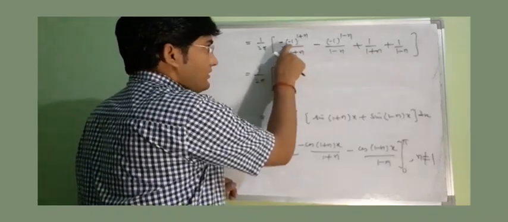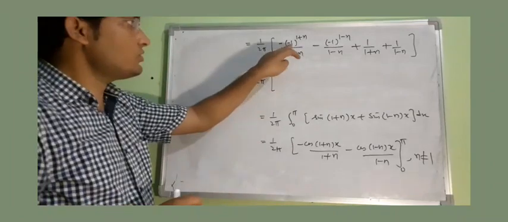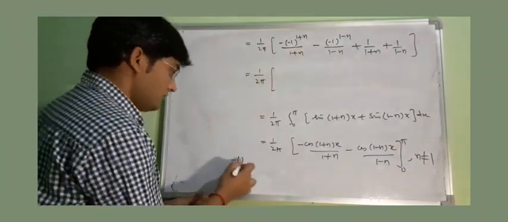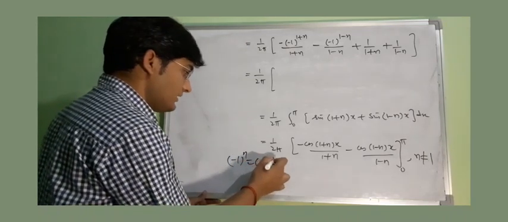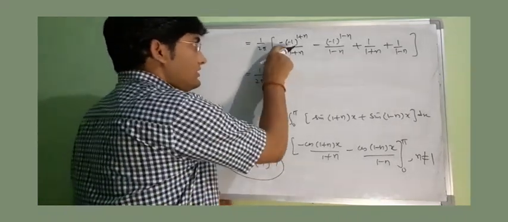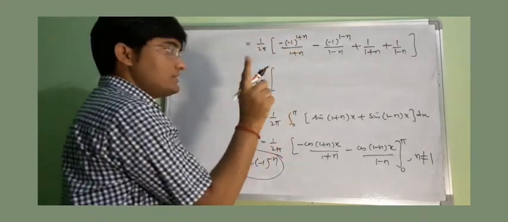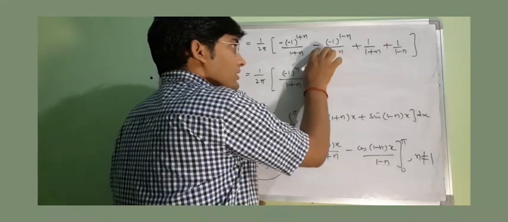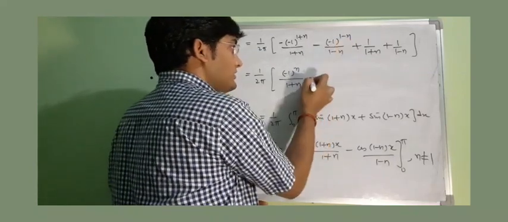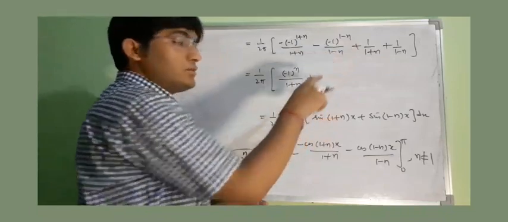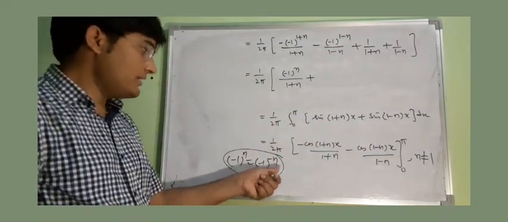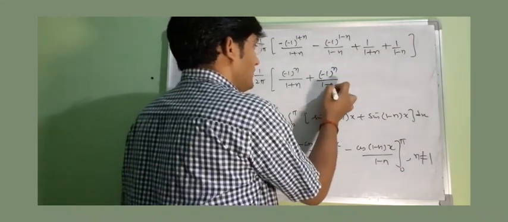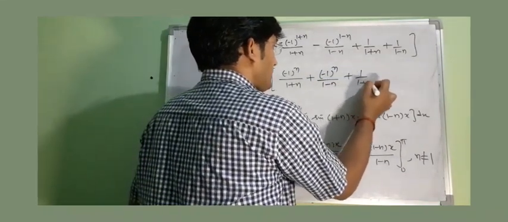Now we can break it in two parts, that is minus 1 to power 1 into minus 1 to power n. As we know that minus 1 to power n is same as minus 1 to power minus n, so now this minus and minus 1 to power 1 will be plus, and now we will have minus 1 to power n. Again this minus and minus 1 to power n will be plus 1, and we will have minus 1 to power minus n. As minus 1 to power minus n is same as minus 1 to power n, so we can write it as minus 1 to power n, 1 minus n, 1 plus n and 1 minus n.